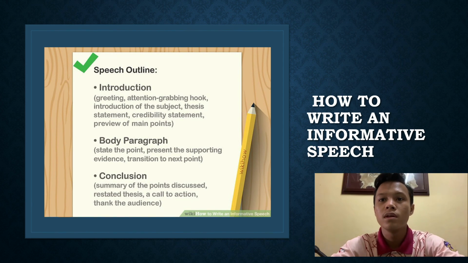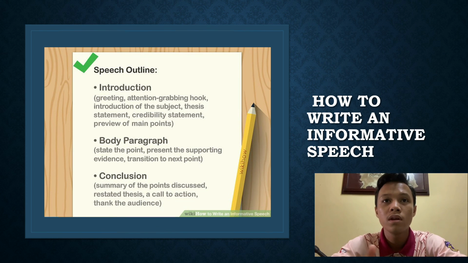Okay, next I will explain about how to write an informative speech. Okay, so as you can see in the slide, this is the speech outline for the informative speech. First, you need the introduction, paragraph, and conclusion. So for the introduction, you need to greet and take attention, grabbing hold the audience. Okay, and then start to introduce the subject and say a little bit of the thesis statement, credibility statement, and the preview of the main points before start the point.